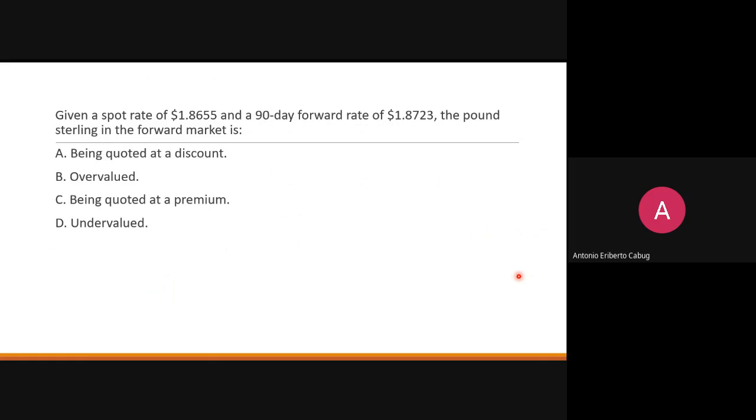Okay, all answers in. What is your answer, please? Okay, the correct answer is letter C. The pound sterling is at a higher value in the forward market than in the spot market. Tama ba? The 90-day forward rate for the pound sterling is $1.8723. In the spot market, the pound sterling is valued at a lower amount in dollar terms, only $1.8655.